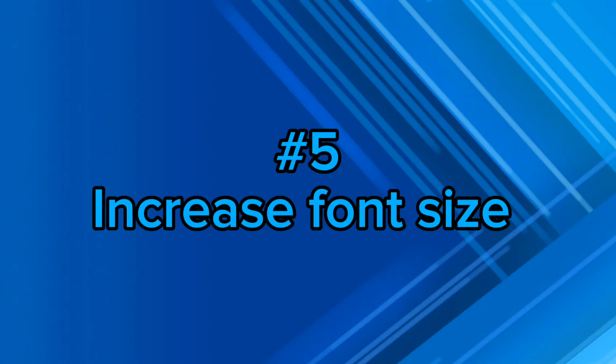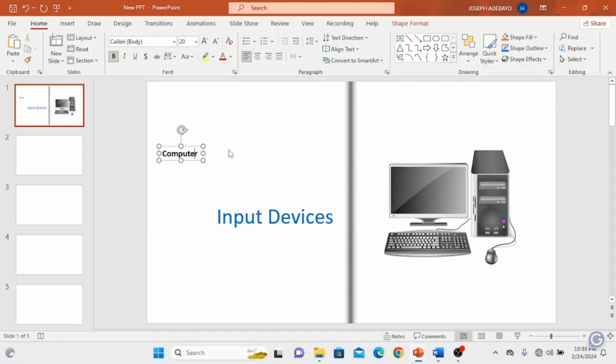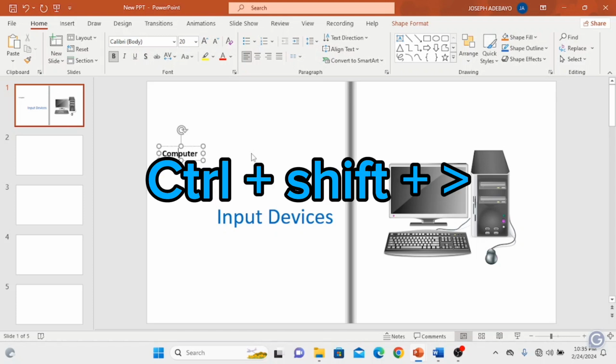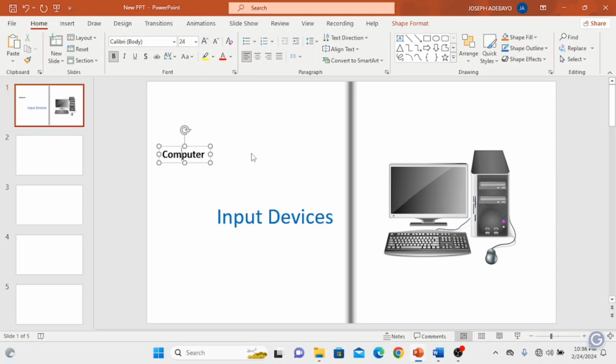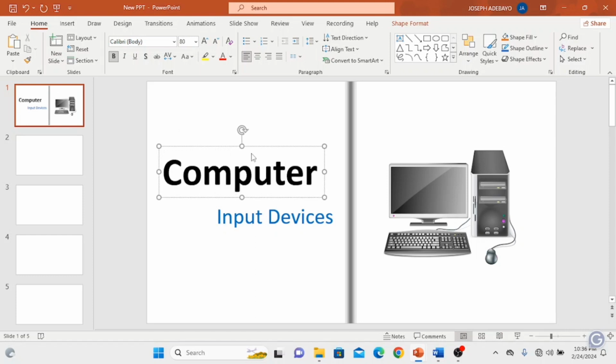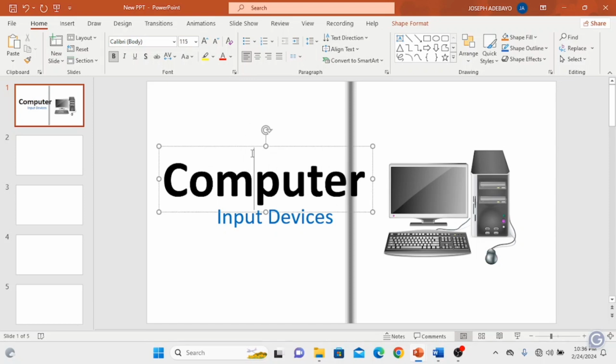Number 5, increase font size. In order to increase the font size, for instance, I wanted to increase the font size of this text. So in order to do that, I'm going to press Ctrl Shift plus right angle bracket, as you can see. So you are going to press it multiple times in order to increase the font size. So this is how you can use the keyboard shortcut to increase the font size.